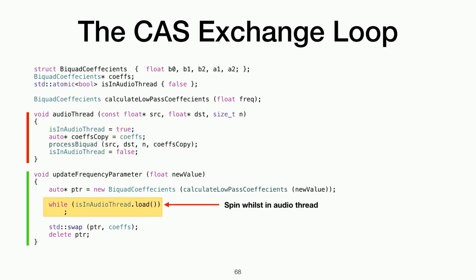And then in our non-real-time thread, we create our new biquad coefficients as before, and then we just continuously check this flag to say, is the real-time thread currently using this resource? So we're just spinning on that there. And once this returns false, we can say, okay, the real-time thread isn't using this anymore. So we can swap our pointer to our coefficients with the new one, and then delete the old one safely, knowing that the real-time thread isn't using it.